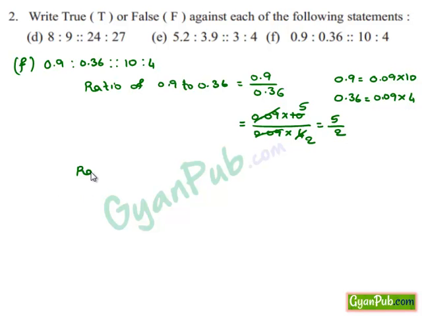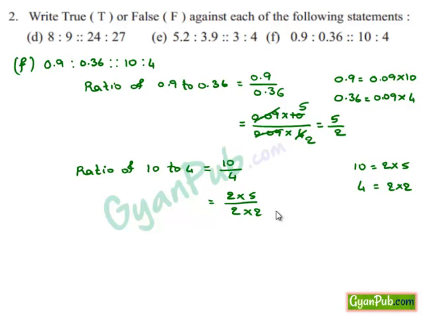Now ratio of 10 to 4 is equal to 10 upon 4, and 10 can be written as 2 times 5 and 4 can be written as 2 times 2. So by rewriting the fraction we get 2 times 5 upon 2 times 2, and 2 in the numerator and denominator gets cancelled, which gives the ratio of 10 to 4 as 5 upon 2.